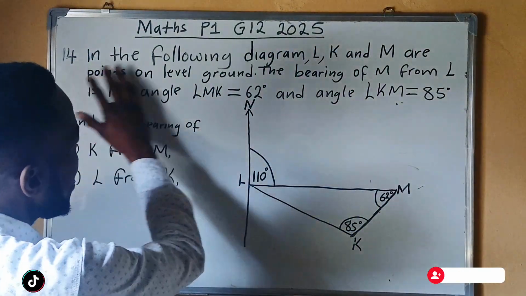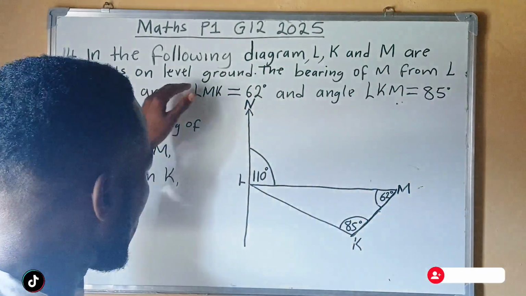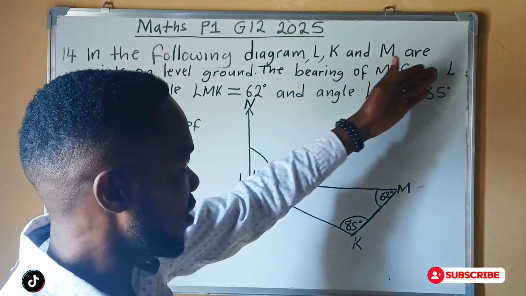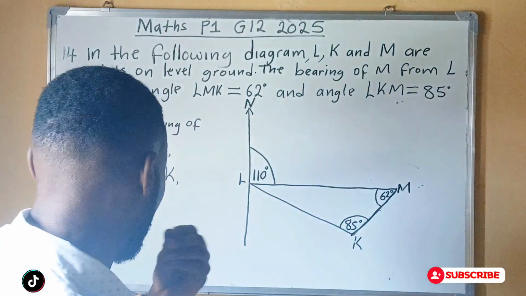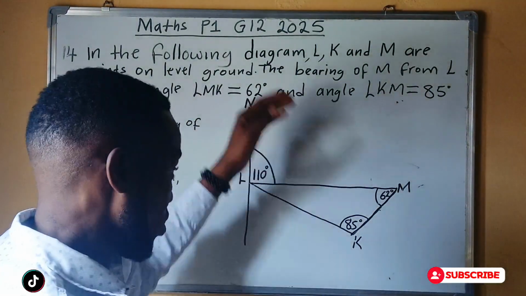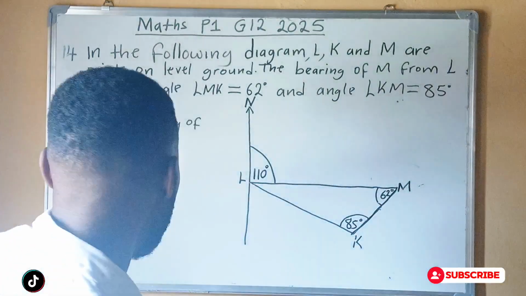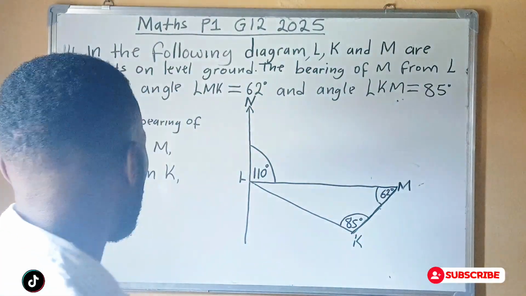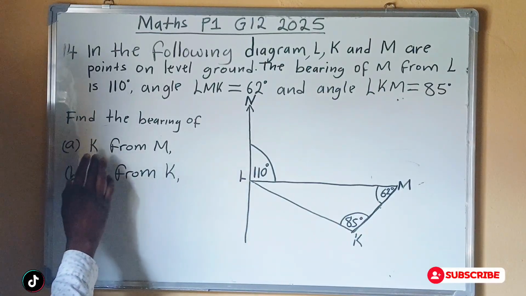The question was saying, in the following diagram, L, K, and M are points on level ground. The bearing of M from L is 110 degrees. Angle LMK is equal to 62 degrees. And angle LKM is equal to 85 degrees. So these are the angles that they were talking about. The question was saying, find the bearing of K from M.